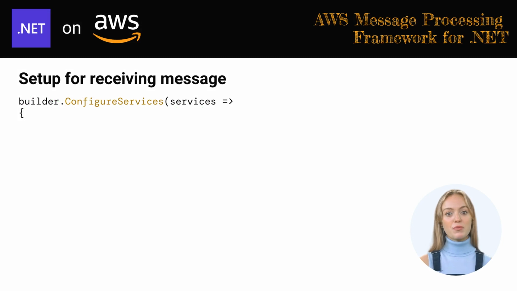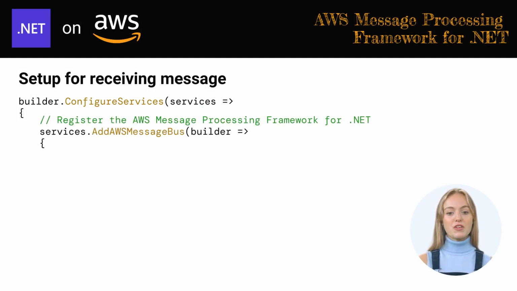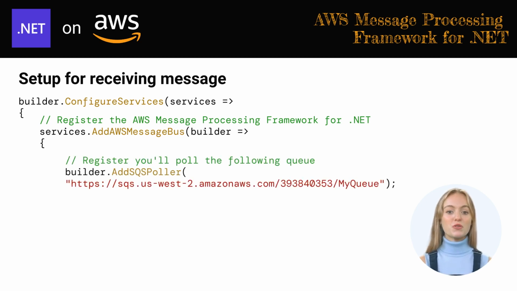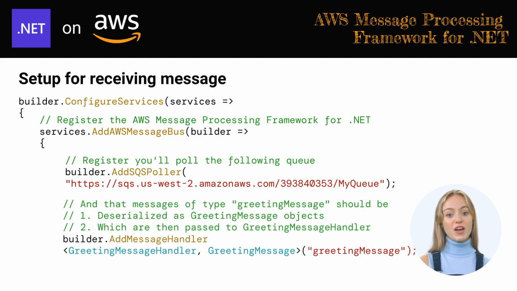In your app setup, under ConfigureServices, you'll use AddAWSMessageBus. You'll register a poller for the message source you're watching. In this case, an SQS poller. This will poll the specified queue in the background. Then you'll declare your message handler. This is what connects an incoming queue message to your handler and tells it what type to deserialize to.